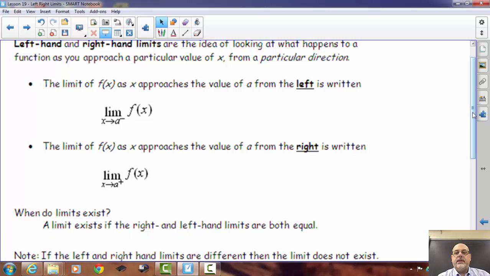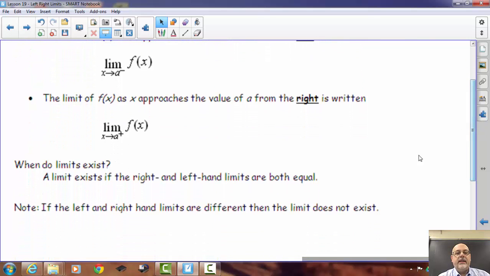So when do limits exist? It exists if the right-hand and the left-hand limit are equal. As we trace along the graph, as you approach from the left and approach from the right to the same value of x, if you get the same answer, the same limit in both directions, then that's the limit of the function. But if you approach from the left and get one value and approach from the right and get a different value, the limit does not exist.